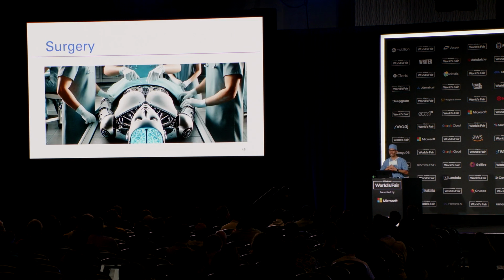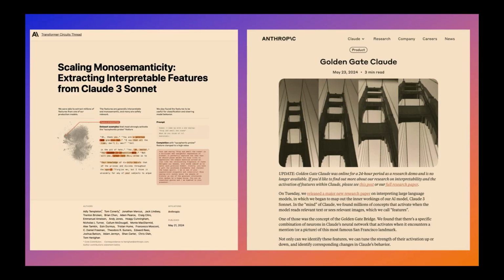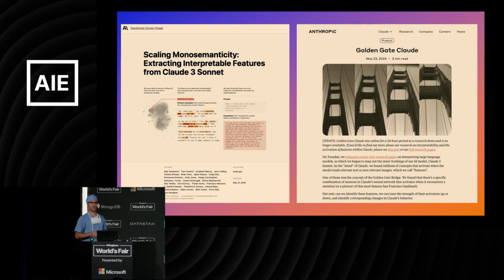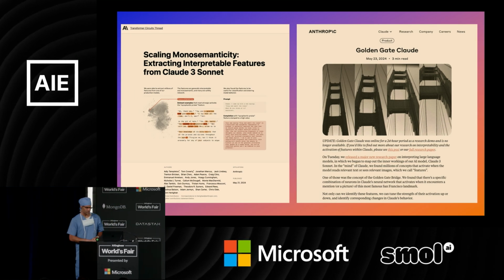Okay, we are now out of med school and ready for surgery. So, you may have heard about the pioneering work that Anthropic has done about scaling monosemanticity. This gave rise to what was known as Golden Gate Claude. It was a version of Claude that was very obsessed with the Golden Gate Bridge. To some, it felt like it thought it was the Golden Gate Bridge.